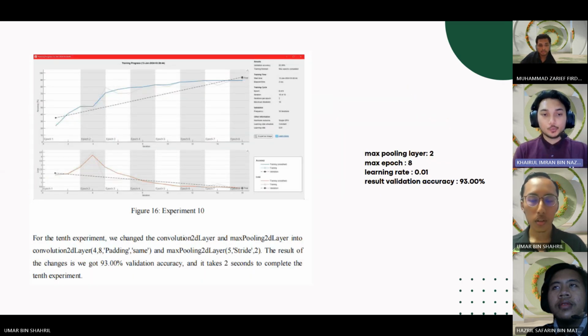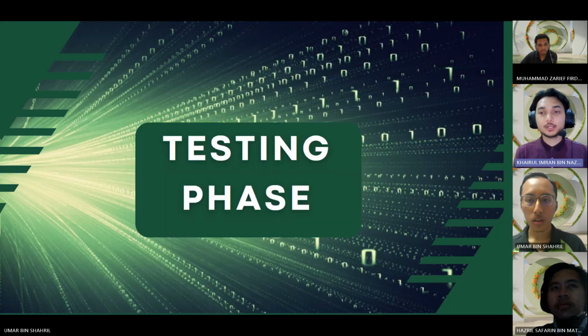Okay, so in figure 16 we can see the experiment 10 results, where we changed the convolutional 2D layers and max pooling 2D layer into convolutional 2D layer with 8 padding same and max pooling 2D layer 5 stride 2. So the result of the changes is 93% validation accuracy, and it takes 2 seconds to complete the tenth experiment. So on the next part, I will pass to Zareb for explaining the testing phase.